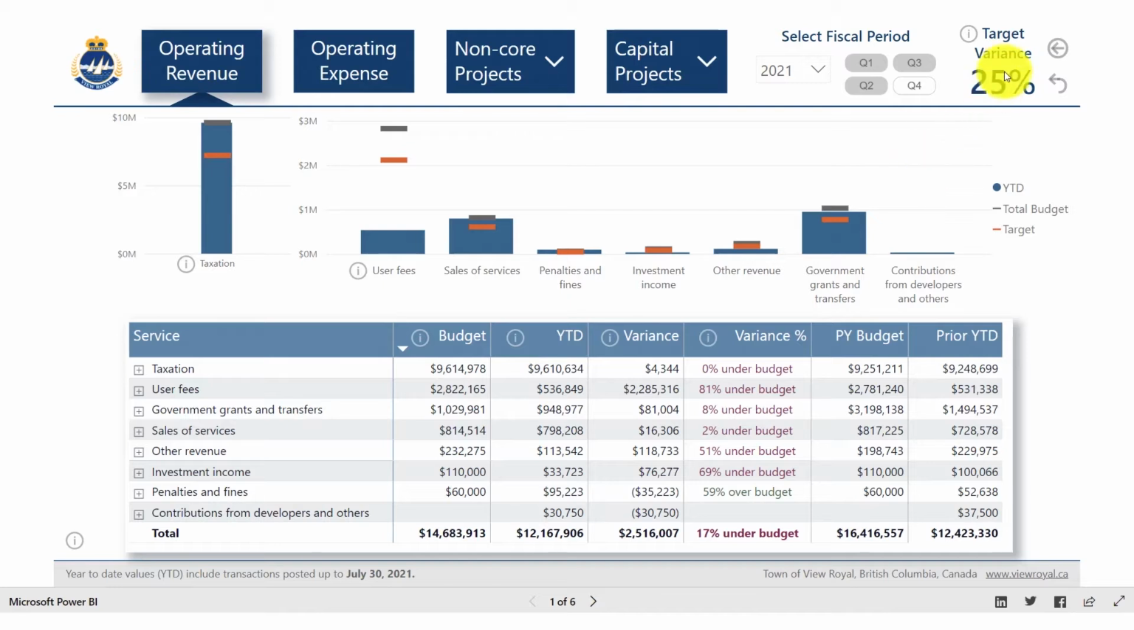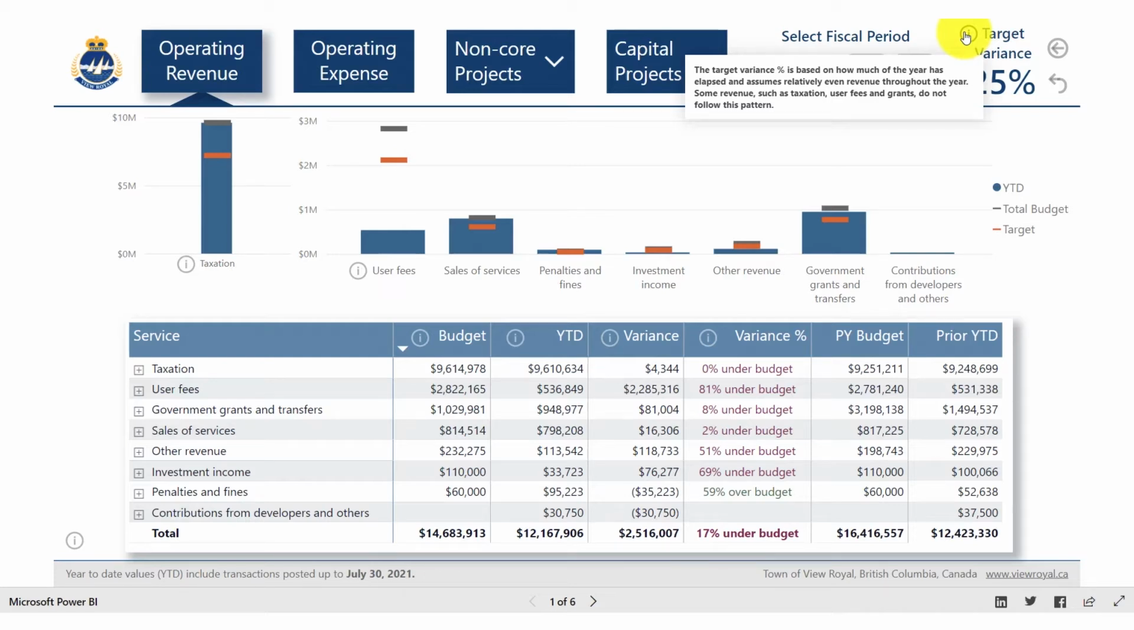The fiscal quarter that you choose will affect this target variance. What we mean by target variance is basically on an annual budgeting system where there is one number in the budget that represents how much we expect to spend in the whole year. When we are 3/4 of the way through the year, you would expect that about 25% of the budget is left, provided everything happens kind of on an even throughout the year basis, which isn't true for everything, and we'll talk about that in a minute.